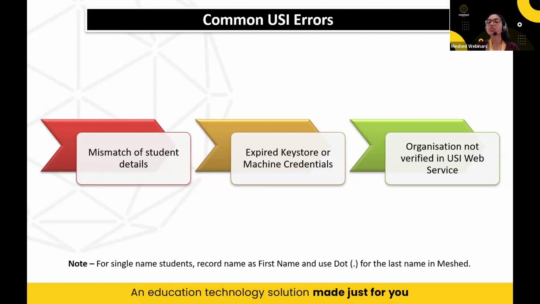The second most common case of not being able to record USI in the system is an expired key store or machine credentials. As we talked about in the last slide, the credentials expire every 2 years. So if they are not renewed, the system will not let you record USI and you will see an error message which will tell you that your key store has expired.